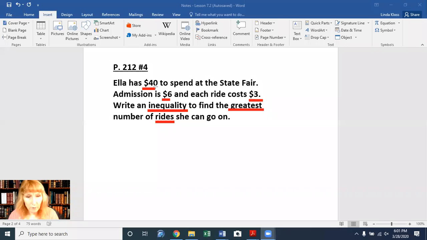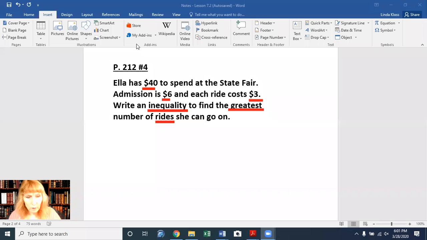So we have some numbers in our problem. The $40 is the total amount she has to spend. So she cannot spend over $40. And she has to pay a one-time admission fee of $6 to get in the fair. And then she pays $3 for every ride that she rides.